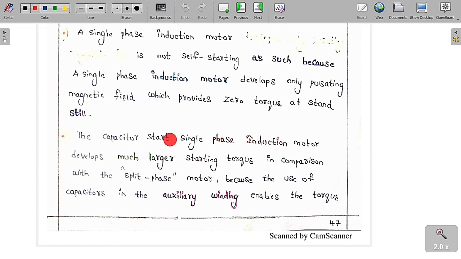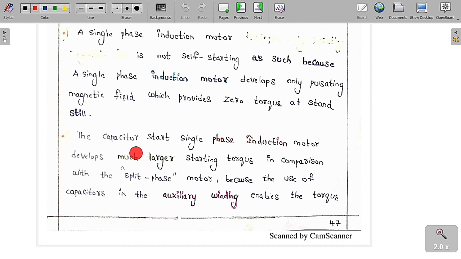I have already told you, with the help of the capacitor, we increase the phase angle between the auxiliary winding current and the main winding current. Alpha is the phase angle between the main winding and the auxiliary winding current. Whenever alpha increases, the starting torque, which is directly proportional to main winding current into auxiliary winding current into sine of alpha, also increases, as sine alpha increases. Therefore the starting torque in the capacitor start motor is always higher when compared to the split phase motor.